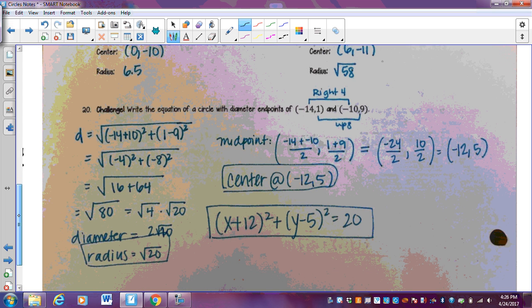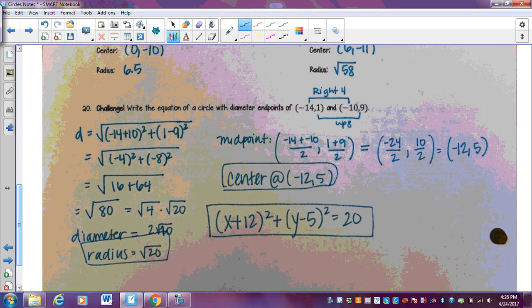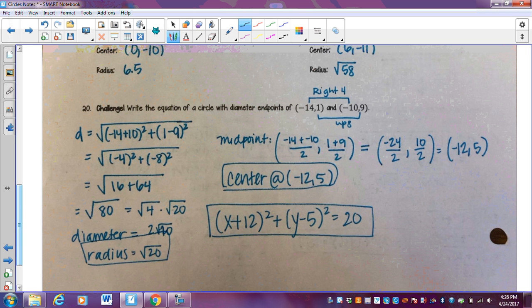And then the last one here, this is a challenge. So they gave you the endpoints of the diameter. So I had to find the distance between the 2 points. So that's what's going on over here. By finding the distance between them, I knew what the diameter was, which means the radius is half of that. So the radius was radical 20.